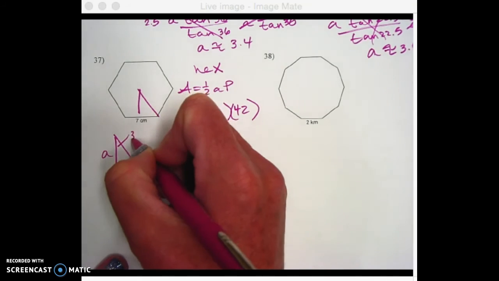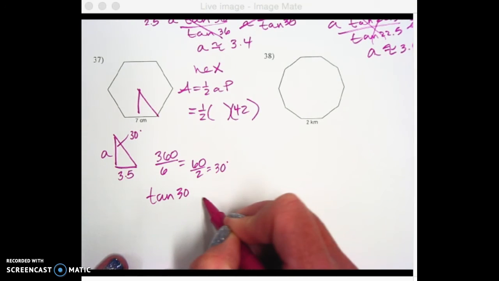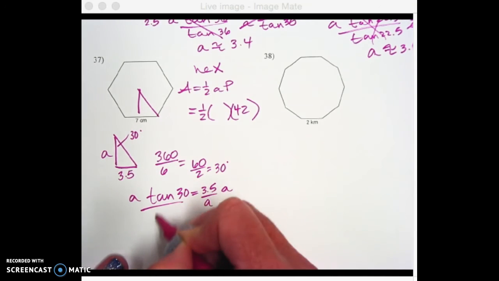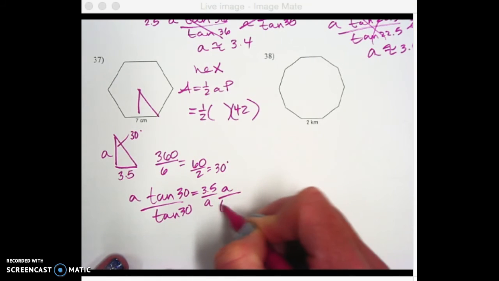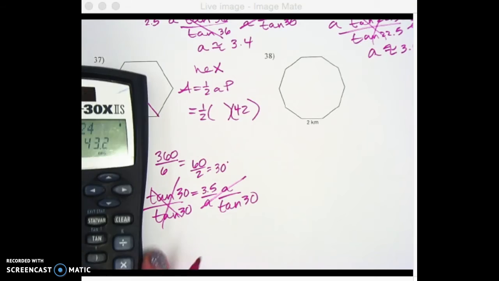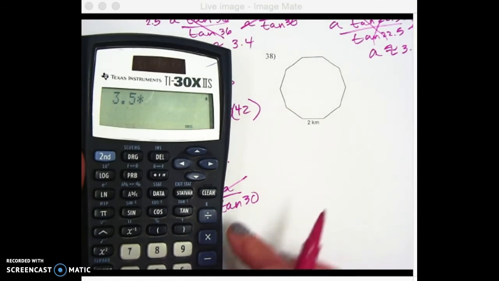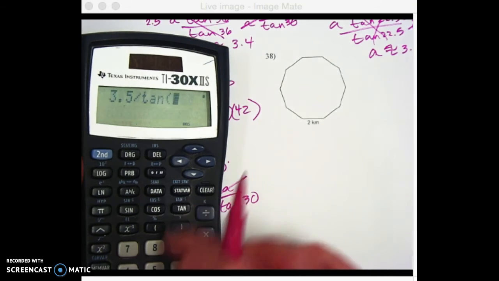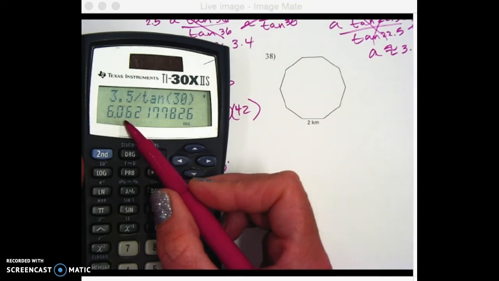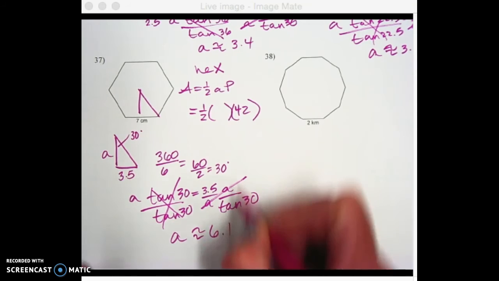That means the tangent of 30 is going to be equal to the 3.5 over the apothem. So multiply both sides by the apothem, divide both sides by the tangent of 30. These cancel, and so we're going to type in 3.5 divided by the tangent of 30 into the calculator. And we get roughly 6.06. So 6.0, we're going to round that to 1, so roughly 6.1. That goes right here.